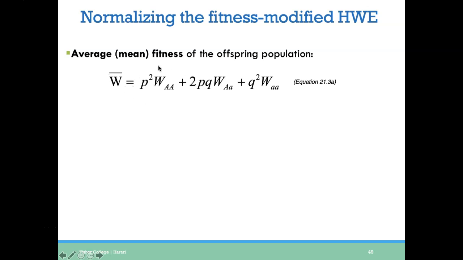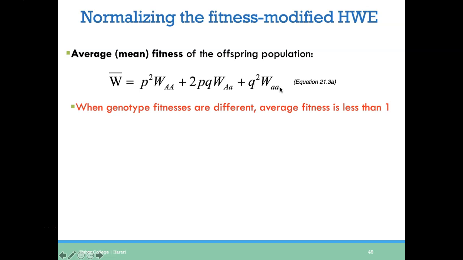So the mean fitness is the p squared genotype frequency times the relative fitness of the homozygote dominant, the heterozygote genotype frequency times the relative fitness of the big A little a, and then of course the genotype frequency of q squared times the relative fitness of the homozygote recessive.